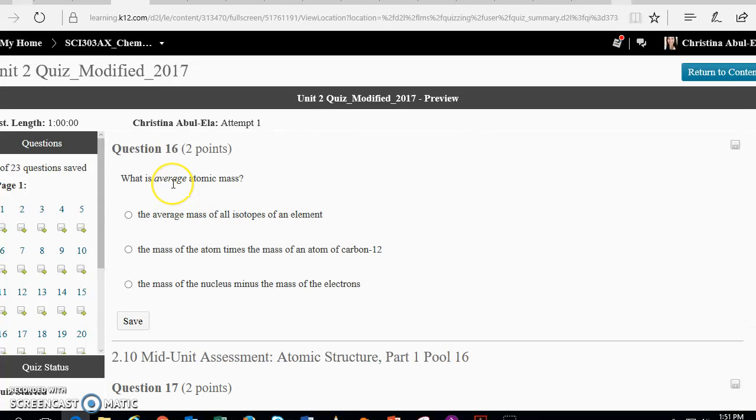Question 16. What is average atomic mass? The average mass of all isotopes of an element, the mass of the atom times the mass of an atom of carbon-12, or the mass of the nucleus minus the mass of the electrons.